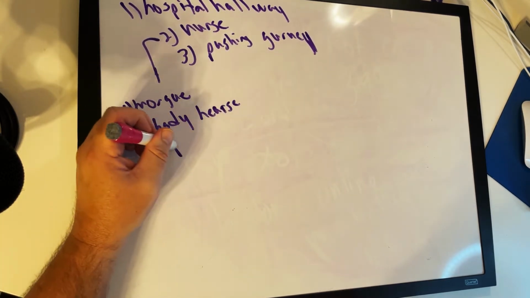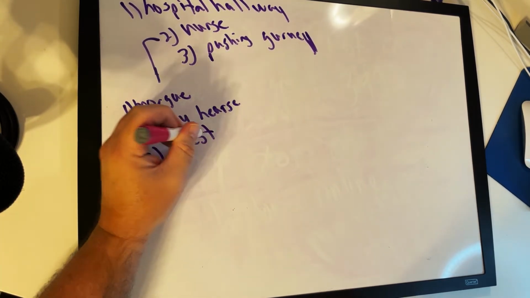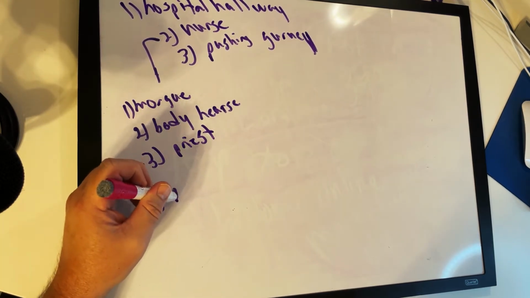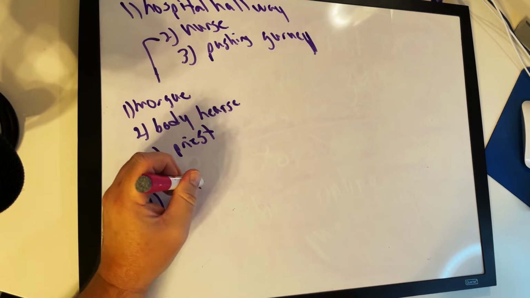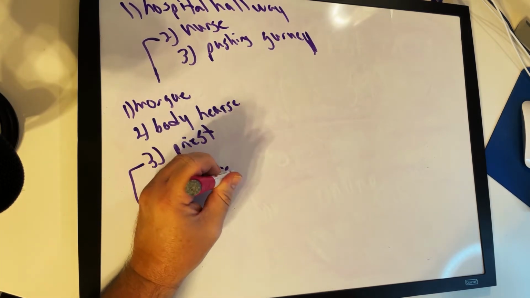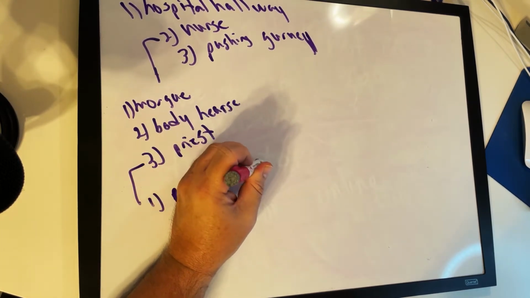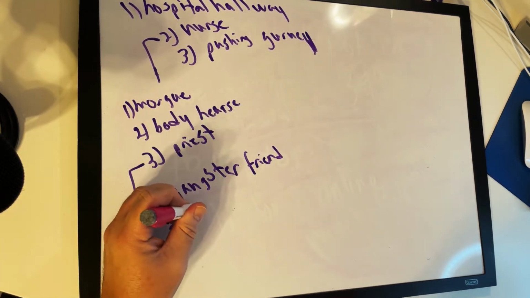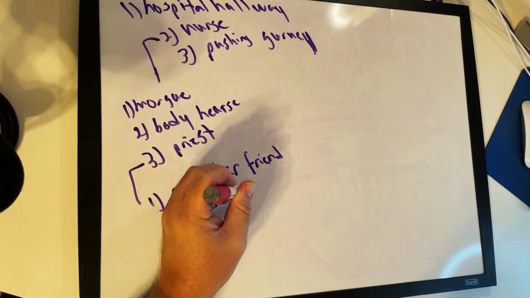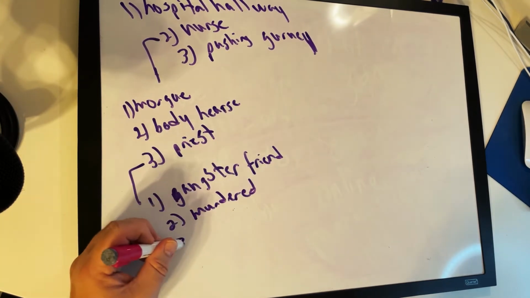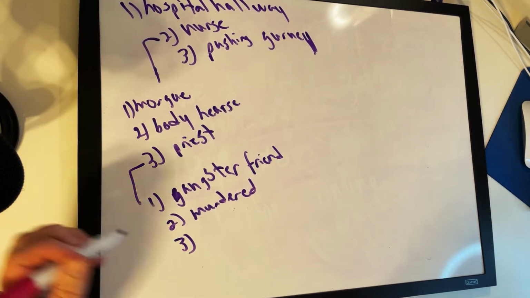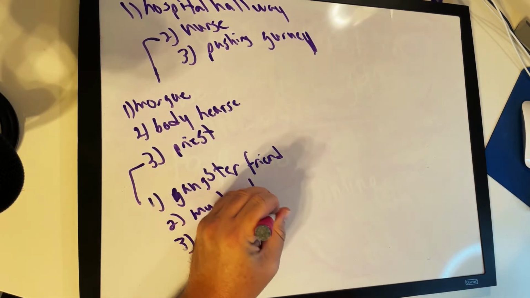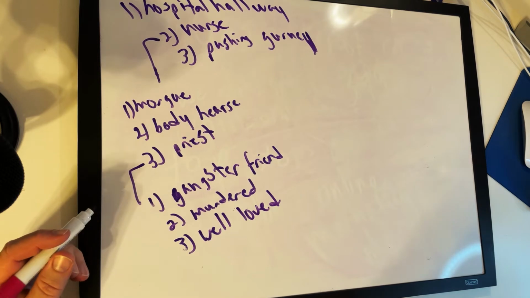And the body is a priest. And so then the priest has a gangster friend. He hung out with gangsters and he was murdered. What else? He was well loved in the community. He wasn't a quiet person, he was a known person.